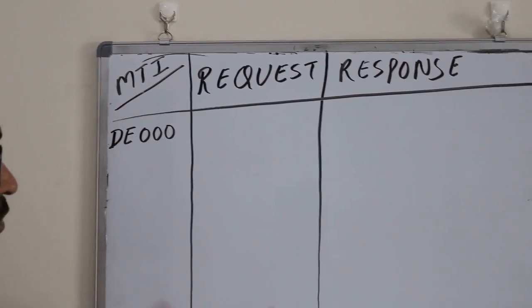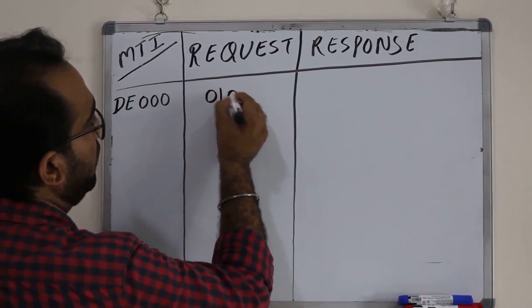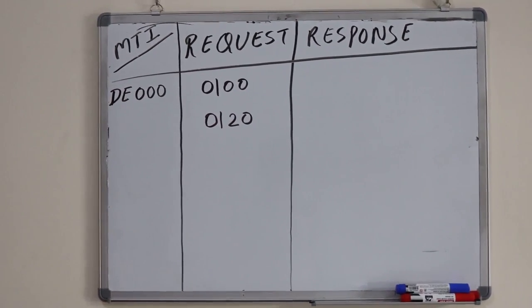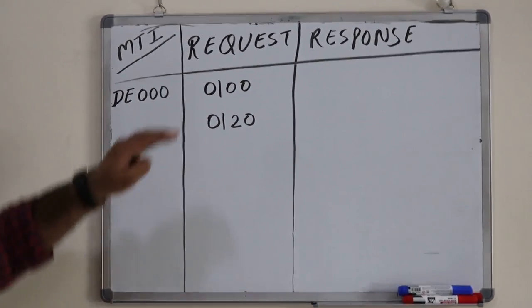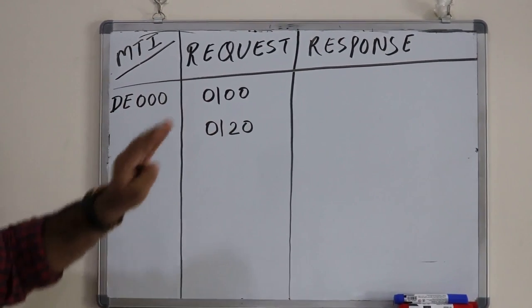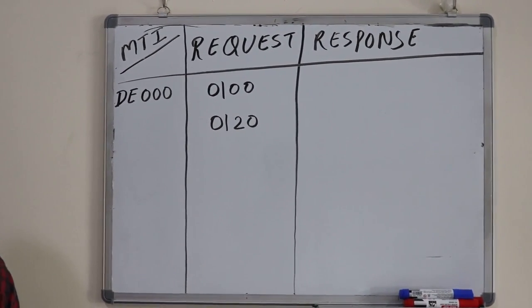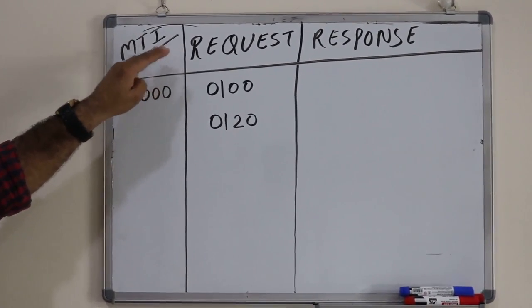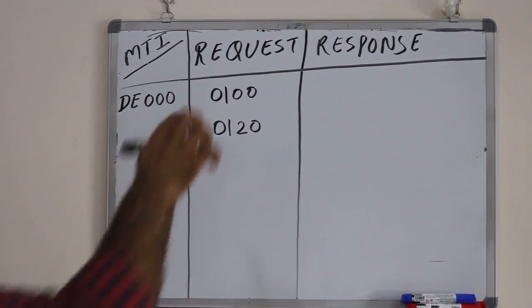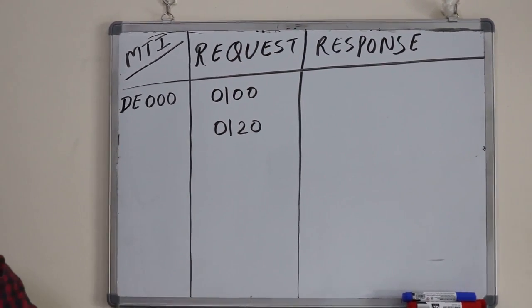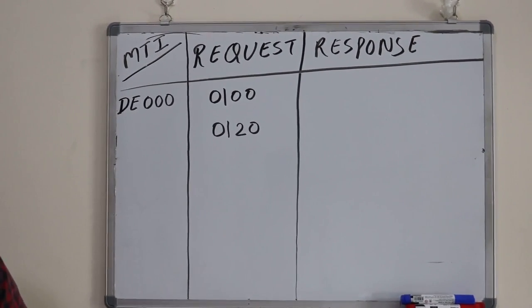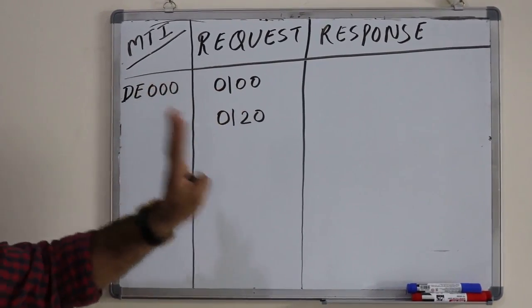Now I will give you only a few examples. One is 0100, the other one is 0120. I will explain what this is. When you are doing a transaction at the POS terminal, they construct a message with request type 100. So eventually when you are doing a purchase, the first field of that purchase request, the MTI, would be 100. Based on 100, the other party will understand this is a normal request message, this is a purchase request message. However, there is another field which the receiver will use to actually understand the message type or the transaction type. But for example, 100 is one of the supported MTIs.